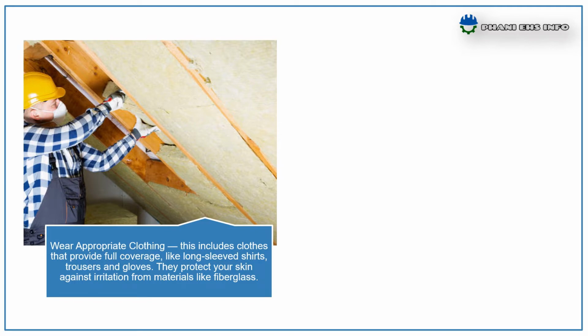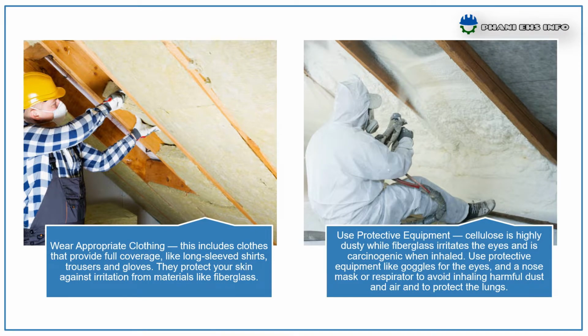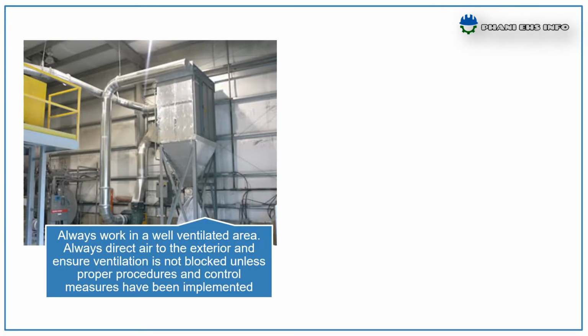Second one, use personal protective equipment. Cellulose is highly dusty, while fiberglass irritates the eyes and is carcinogenic when inhaled. Use protective equipment like safety goggles for eyes and nose masks or a respirator to avoid inhaling harmful dust and to protect the lungs. Next one, always work in well ventilated areas and ensure ventilation is not blocked unless proper procedures and control measures have been implemented.